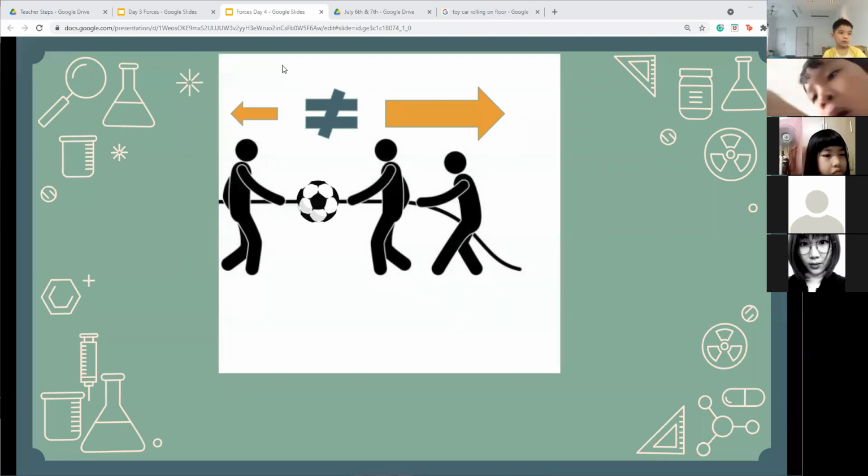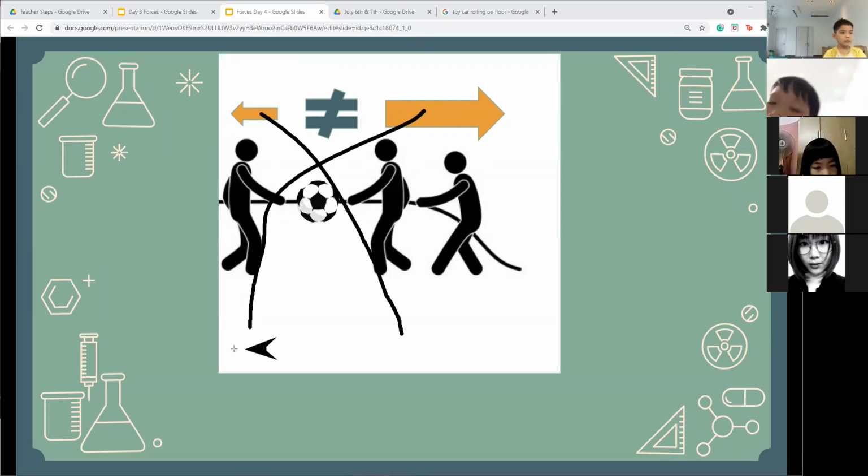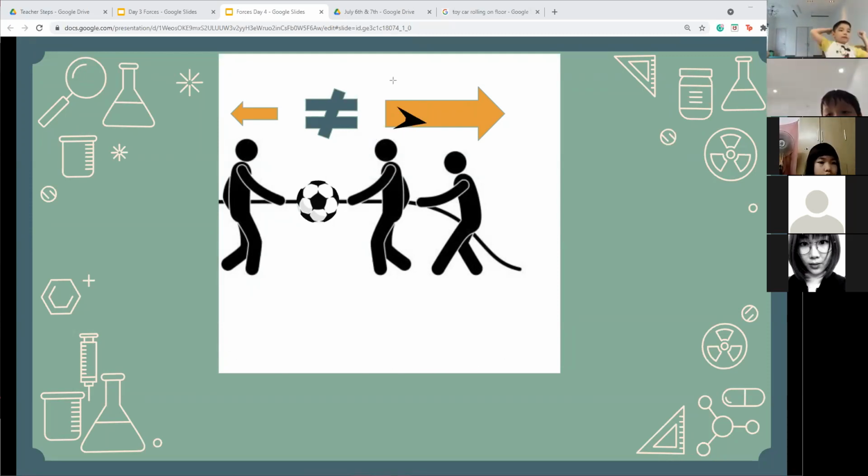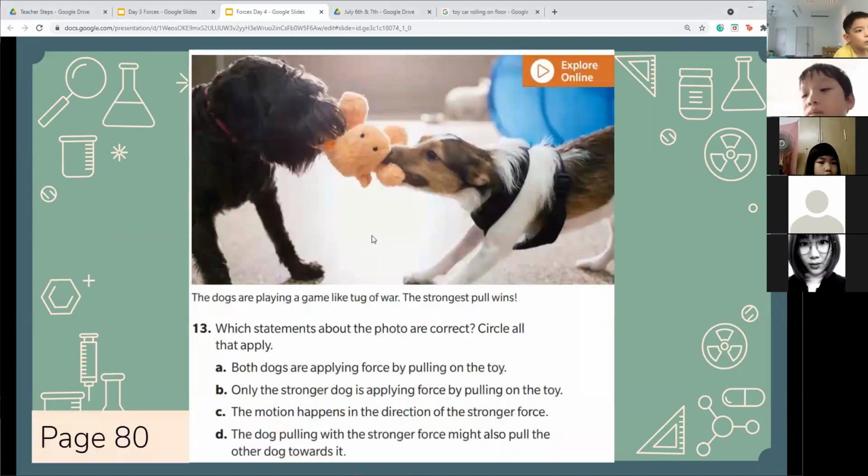Yes, Tony? The ball is going to go to the right because the net force wants it to go to the right, because that force is bigger. I'll show you an example. If you took the small arrow and the big arrow and subtracted them from each other, you'd get the net force. But we're going to learn that in a later class. I'm not going to get into that right now.